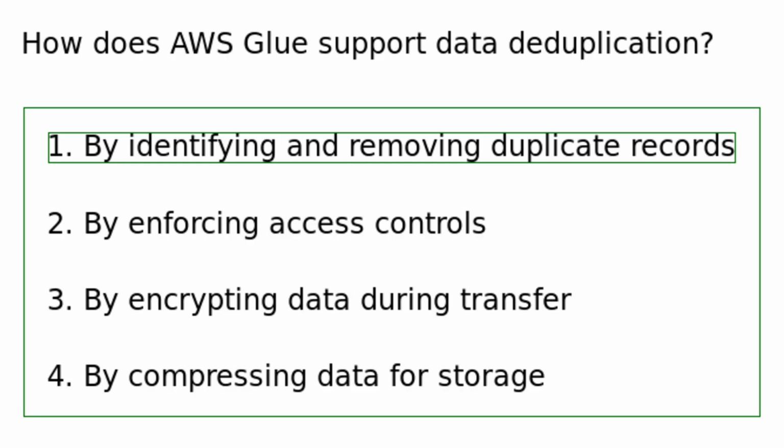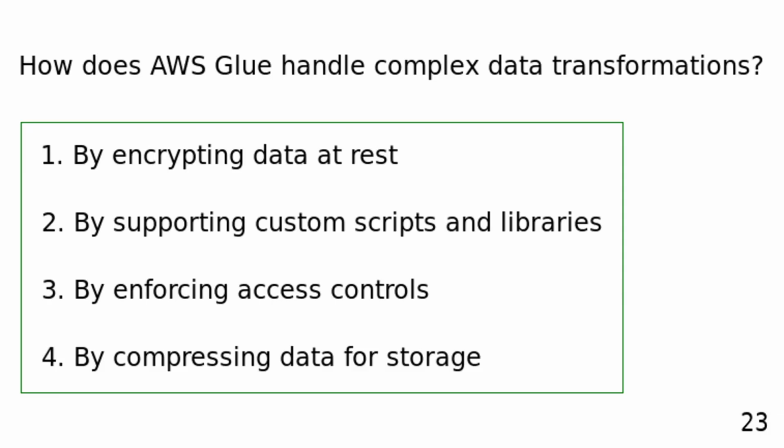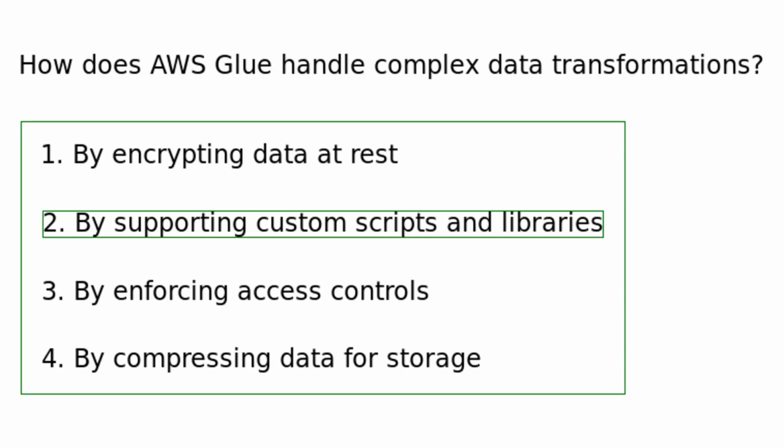How does AWS Glue handle complex data transformations? By encrypting data at rest. By supporting custom scripts and libraries. By enforcing access controls. By compressing data for storage. The correct answer is by supporting custom scripts and libraries. AWS Glue handles complex data transformations by allowing users to write custom scripts and use libraries for advanced data processing tasks, providing flexibility and extensibility.